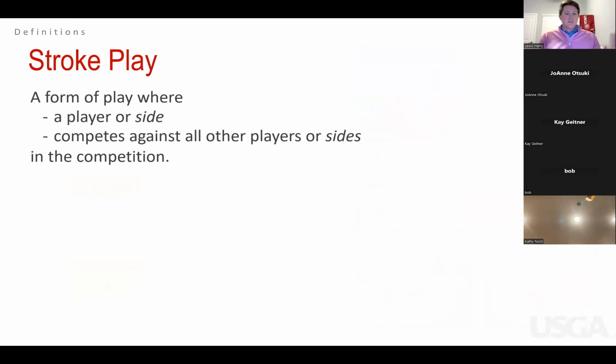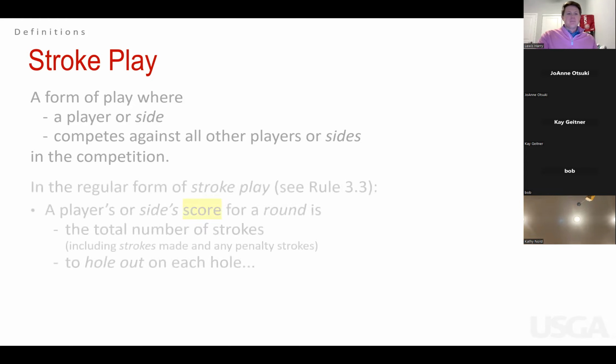Stroke play is a bit different. Again, we can either play as a player playing individually or as a side. But unlike in match play, where we're playing an opponent or an opposing side, we're playing against the field. We're playing against everybody else on the golf course and all other players or sides playing in that competition. So in stroke play, it's not one against the other, it's one against everybody.